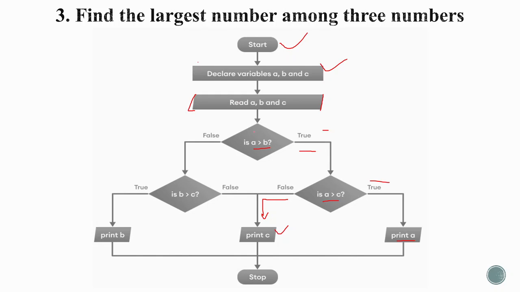Next, if A greater than B is false, which means B is greater, then take this path. And here again checking if B is greater than C. If B is greater than C, then B is the largest number. Or if it is false, then again C is the largest number. Then after printing A, B, or C, we can stop. So this is how we can find the largest number among three numbers.